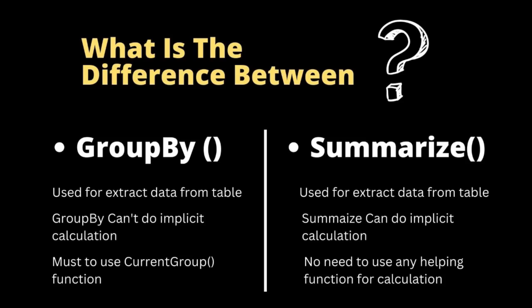Okay? But in case of summarized DAX functions can do implicit calculations. So we do not need to use any helping function for executing the summarized DAX function. Okay? So these are the main difference between group by and summarized DAX function in Power BI.